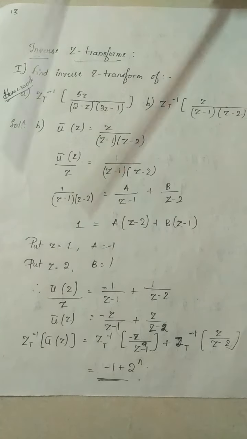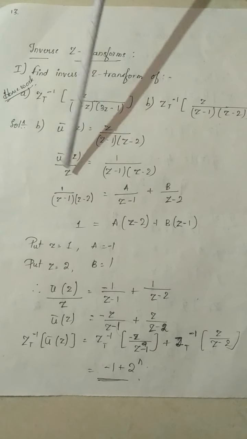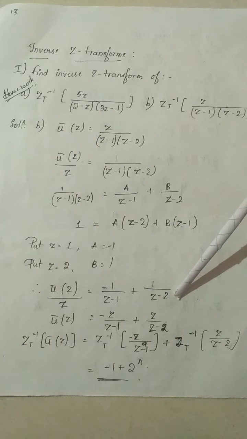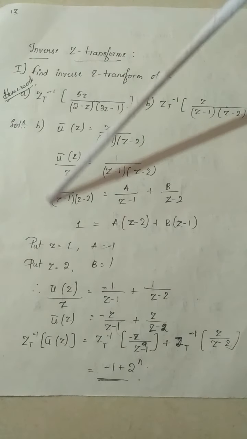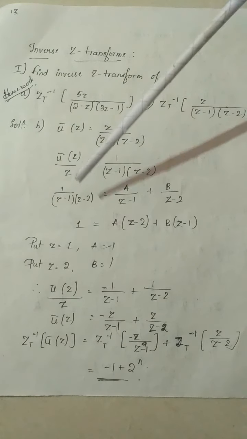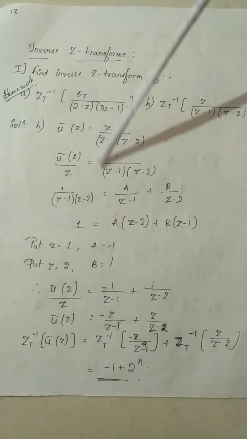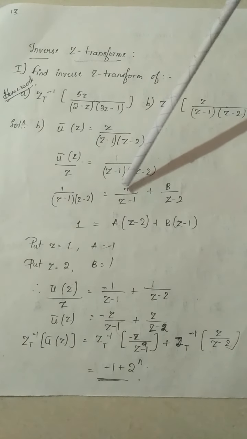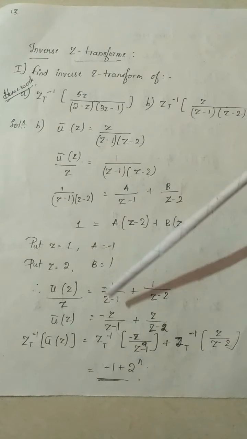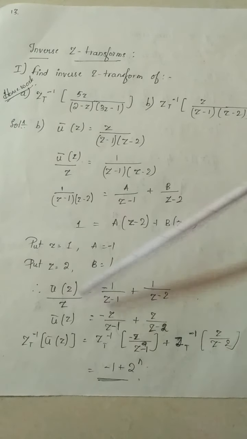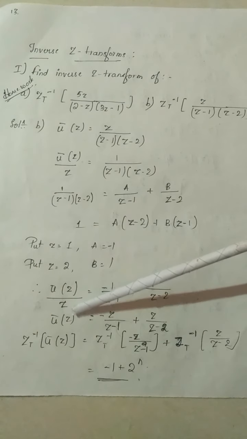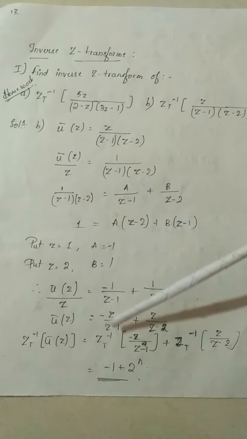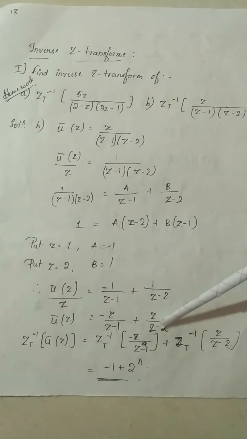Therefore, u bar z upon z is equal to minus 1 upon z minus 1 plus 1 upon z minus 2. This is nothing but u bar z by z, which we have written as a upon z minus 1 plus b upon z minus 2. So substitute the values of a and b: minus 1 upon z minus 1 plus 1 upon z minus 2. Now shift z to the other side. So on the left hand side we are left with u bar z is equal to minus z upon z minus 1 plus z upon z minus 2.